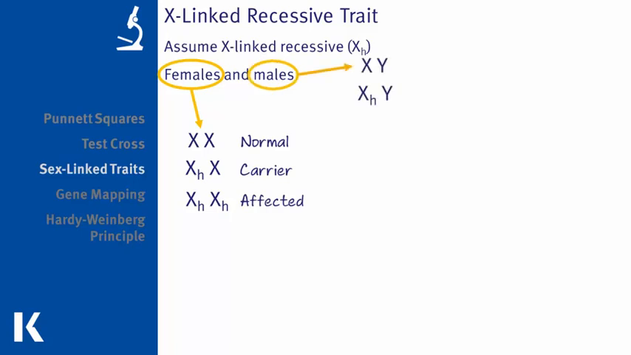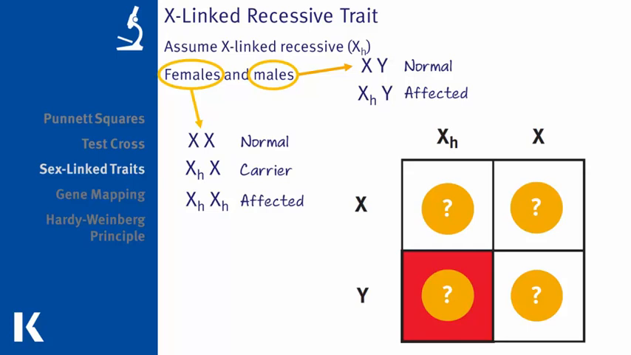Now let's take a look at males with an X and a Y chromosome. In this case, there are only 2 possibilities. Either he does not have the recessive allele and is normal, or he has the recessive allele and is affected because there is no normal X chromosome to dominate the recessive one. From this, we can see that males will exhibit sex-linked traits more commonly than females.